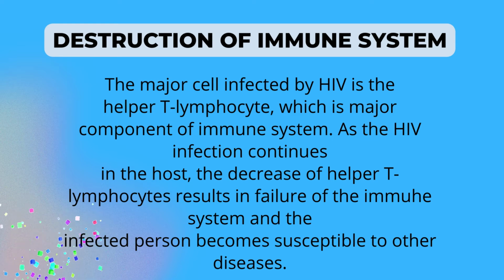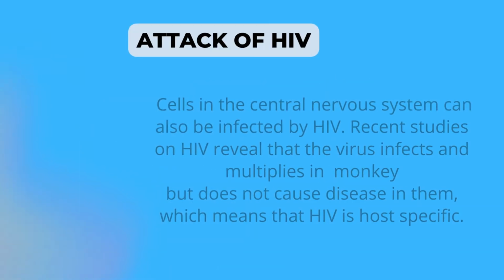HIV attacks the immune system. The major component of the immune system is the T lymphocyte. As the number of T lymphocytes decreases, immunity also decreases and the patient becomes susceptible to other diseases. In this way, HIV destroys the immune system.